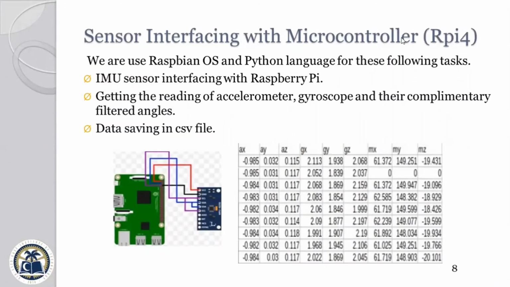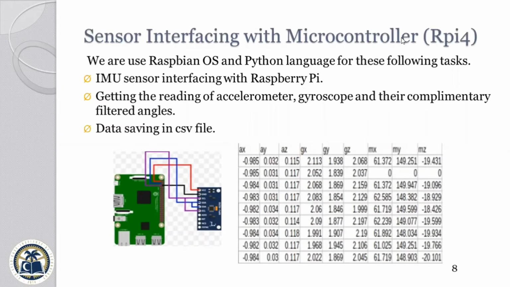Thank you. Bismillahirrahmanirrahim. Sensor interface with microcontroller Raspberry Pi 4. We use the Raspbian operating system and Python language for the following tasks. First of all, we completed the interface of the IMU sensor with the Raspberry Pi by using Python language, getting the readings of the accelerometer, gyroscope, and their complementary filter angles.